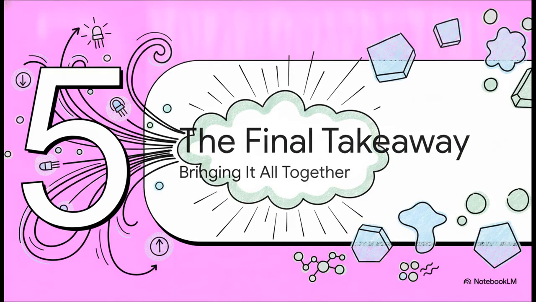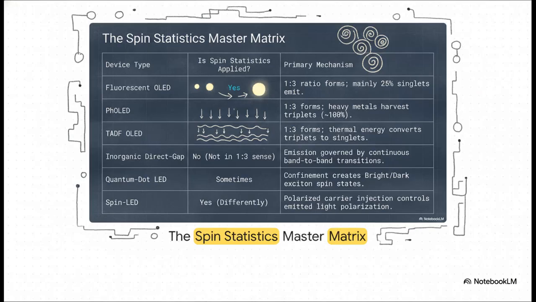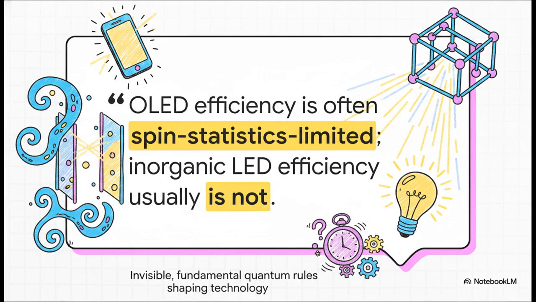Finally, part 5, the final takeaway. Let's bring this whole story together into one unified picture. This master matrix pretty much perfectly sums up our whole journey today. For fluorescent, PHOLED, and TADF devices, their organic molecular nature means they all operate under the strict 1 to 3 singlet triplet math. They just use different engineering hacks to handle the fallout. But jump over to the inorganic direct gap LED column, and poof, that 1 to 3 rule vanishes, replaced natively by continuous band-to-band transitions. Which brings us to this perfect, definitive quote from our source material.